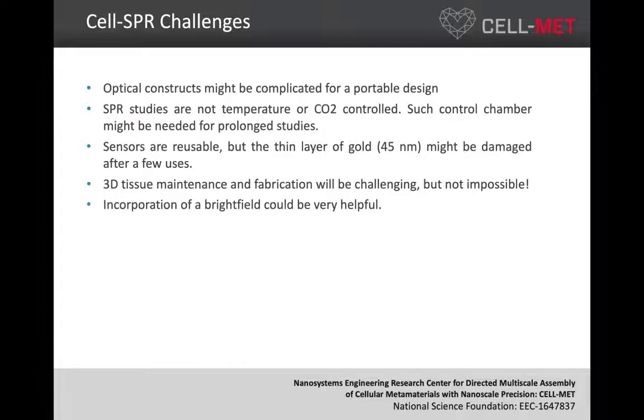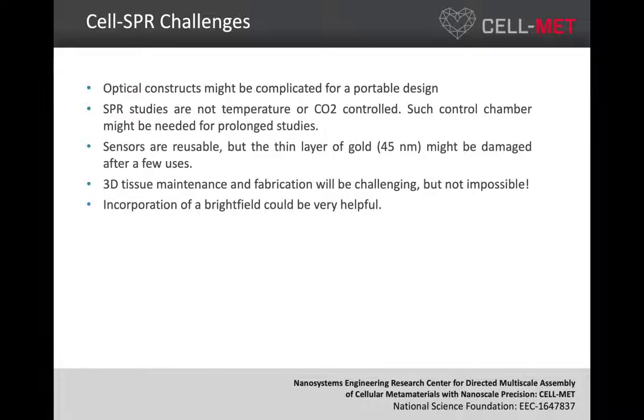The sensors are reusable, but the thin layer of gold, which is 45 nanometers on top of them, can be washed away after some time. A couple of uses can actually damage the gold layer a little bit more, so it might be beneficial to think about the reusability of putting these gold chips within a microfluidic and then have a portable optical device attached to it.